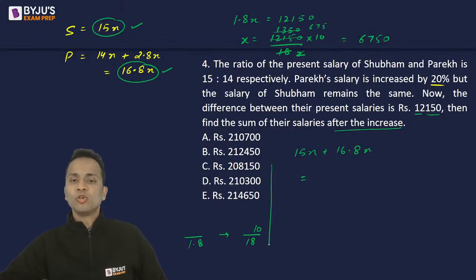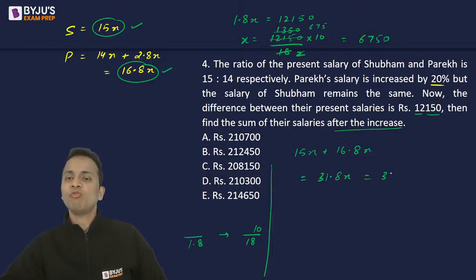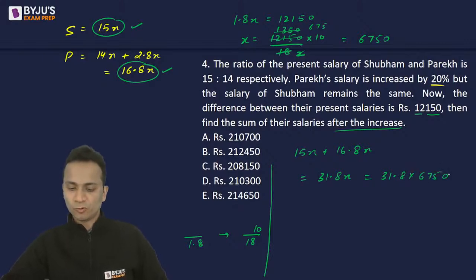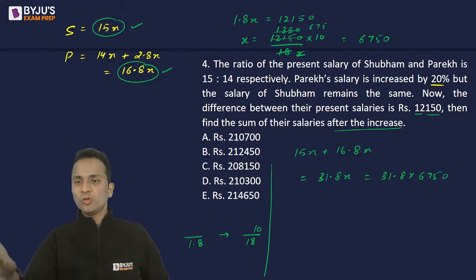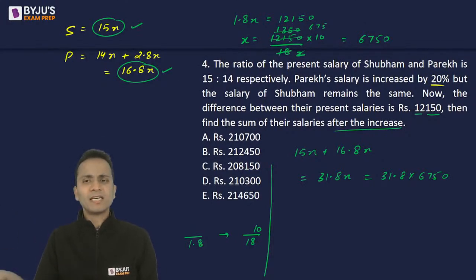Okay. So 15x plus 16.8x, 31.8x. That is 31.8 multiplied by 6750. Okay. So you can simplify this and you will get the answer. अब multiply करना है, multiply करना easiest task है.